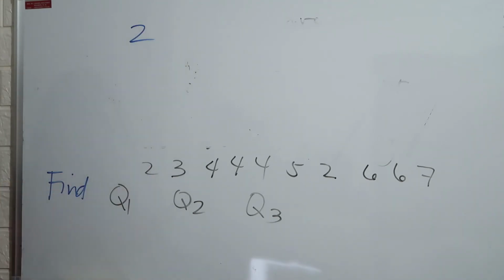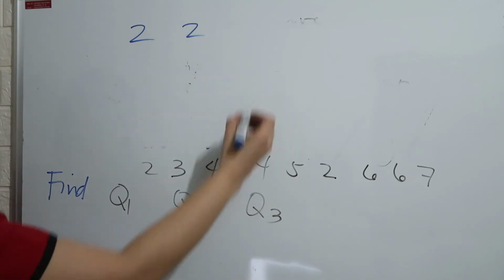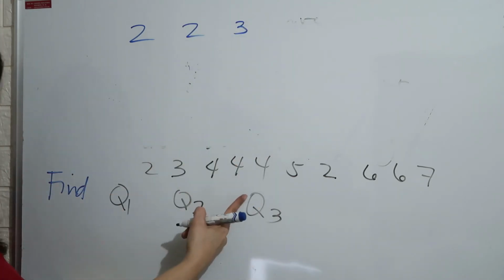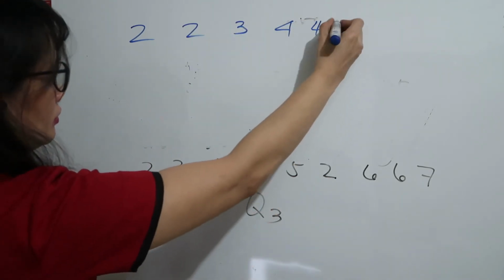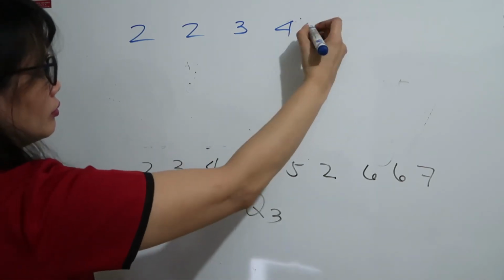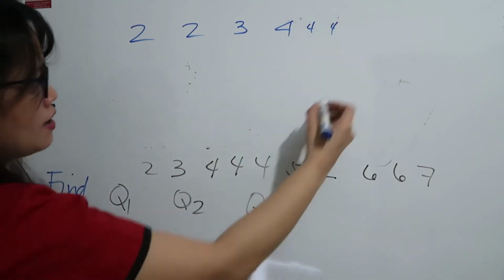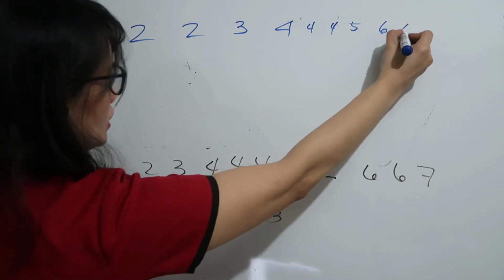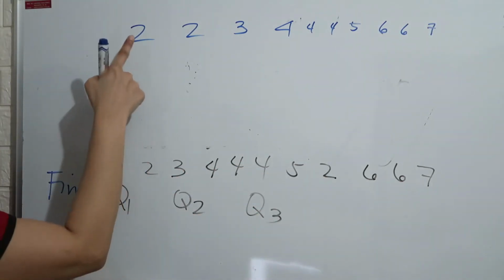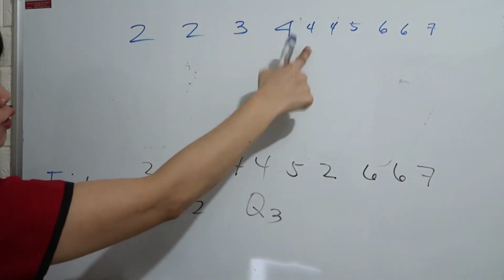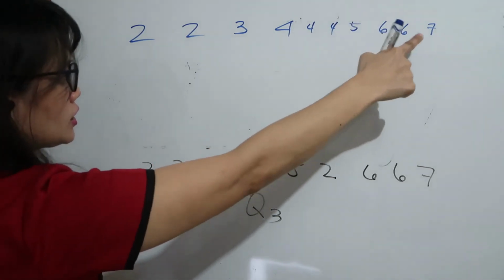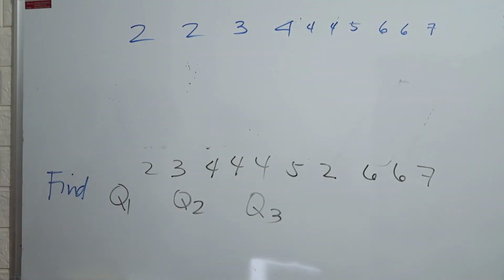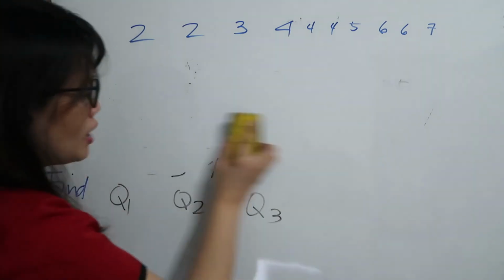So we have 2, how many 2s? There are 2. And then we have 1, 3. How many 4s? There are 3 4s. And then 5, 6, 6, and then 7. So we have 2, 2, 3, 4, 4, 4, 5, 6, 6, 7. So that's the first procedure: arrange the data from lowest to highest.